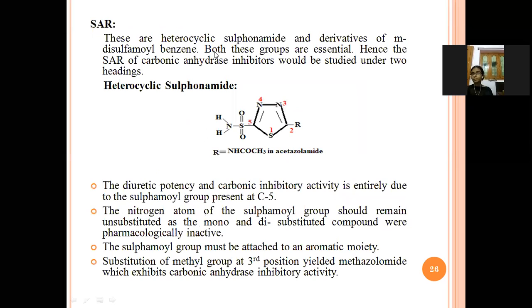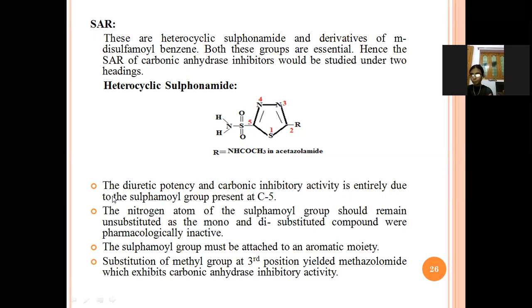Next, SAR. It is a heterocyclic structure. In the SAR, the heterocyclic sulfonamides and the derivatives of M-disulfamoyl benzene are important for the carbonic anhydrase inhibitors. If you see the heterocyclic sulfonamide structure, in the first position the sulfur is there, in the third and fourth positions nitrogen is there, and in the fifth position the sulfonamide group is there.